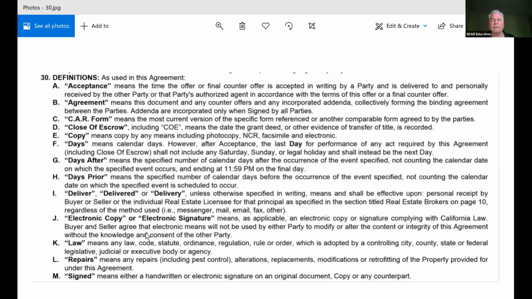Electronic copy or electronic signature means, as applicable, an electronic copy or signature complying with California law. And mind you, we're working on electronic signature for notaries now too, and that's been a debate for a long time nationally, actually. Buyer and seller agree electronic means will not be used by either party to modify or alter the content or integrity of the agreement without the knowledge and consent of the other party.